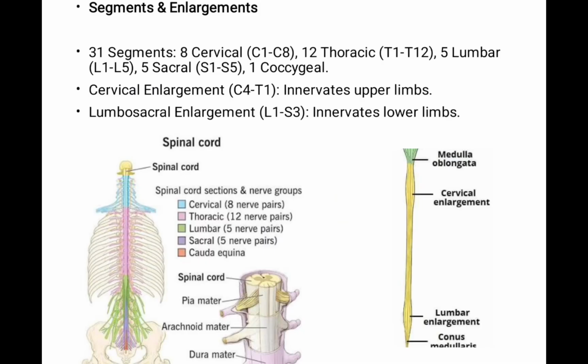So the segments of the spinal cord and its enlargements, we have 31 segments. Like we said, we have 8 cervical, C1 to C8. We have 12 thoracic, T1 to T12. We have 5 lumbar, L1 to L5. We have 5 sacral, S1 to S5, and we have 1 coccygeal. And the cervical enlargement, which is C4 to T1, innervates the upper limbs.